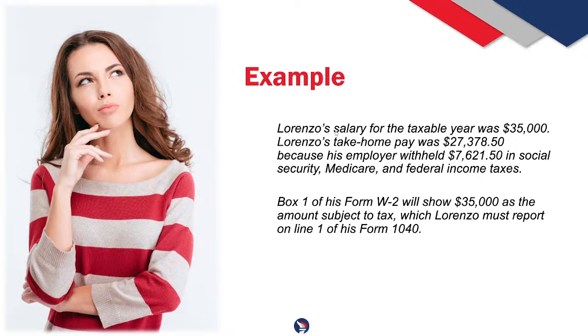So for an example, we have Lorenzo's salary. His taxable pay was $35,000. His take-home pay is going to be $27,387.50 because his employer withheld $7,621.50 in taxes, well, Social Security, Medicare, and federal income taxes. So box 1 of his W-2 shows $35,000 as the pay subject to tax, which Lorenzo must report on line 1 of his 1040.